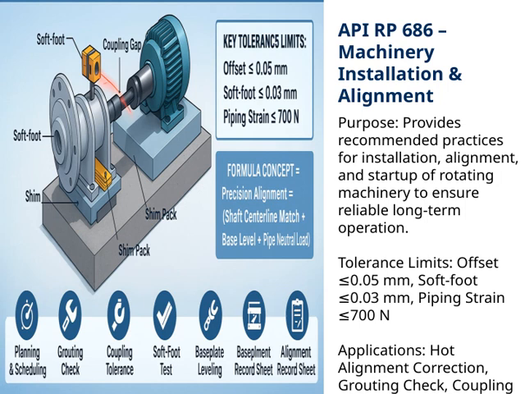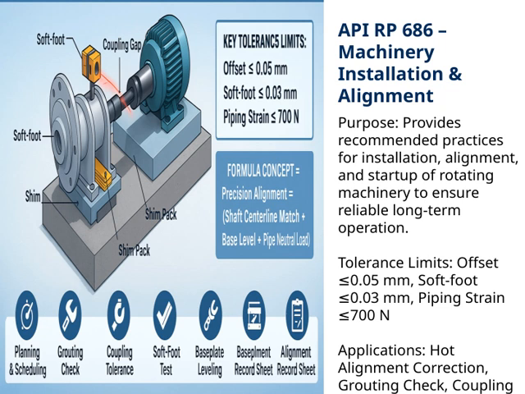The main goal here is to establish best practices that help ensure our rotating machinery operates reliably over the long term. This includes proper installation, precise alignment, and correct startup procedures. When we talk about tolerance limits, we're referring to the acceptable variations that won't impact performance. For example, an offset of less than or equal to 0.05 millimeters, soft foot of 0.03 millimeters or less, and piping strain not exceeding 700 newtons. Keeping within these limits is crucial for minimizing stress and wear on the equipment.